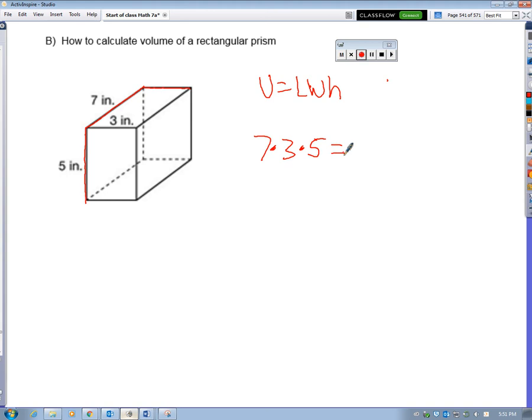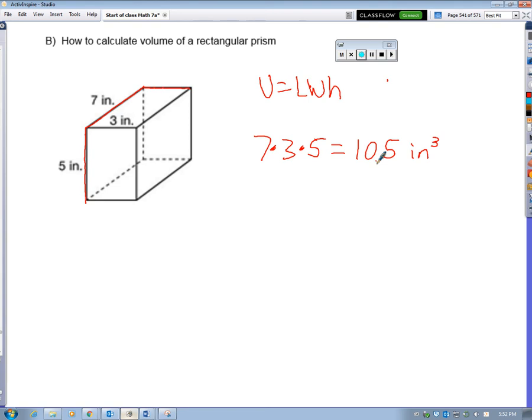And when you multiply those three numbers together, you are going to get 105, and this is in inches. And when we're talking about volume, we use the power of 3 with our unit. 105 inches with the power of 3 stands for cubic inches. Alright, so that would be our volume for the rectangular prism. Simple as that. That's how we're going to calculate that out.